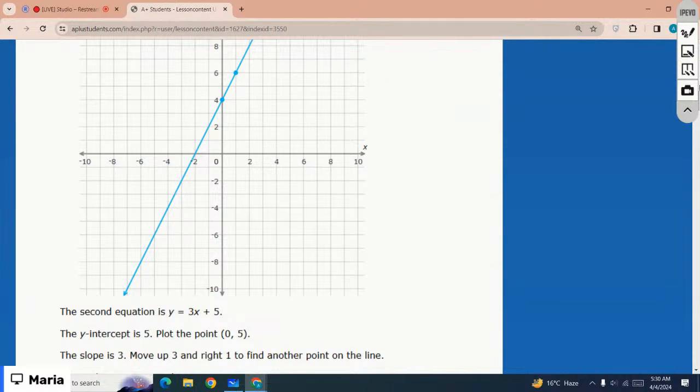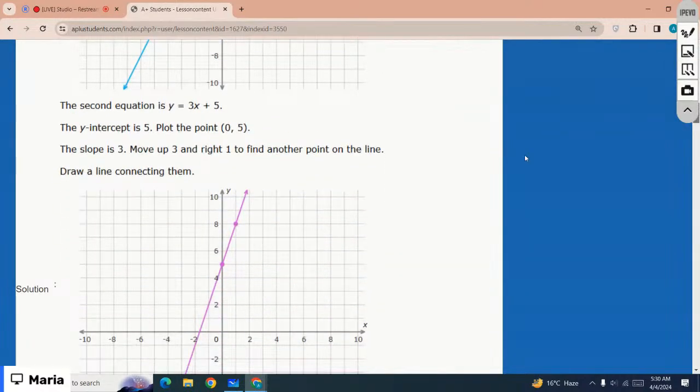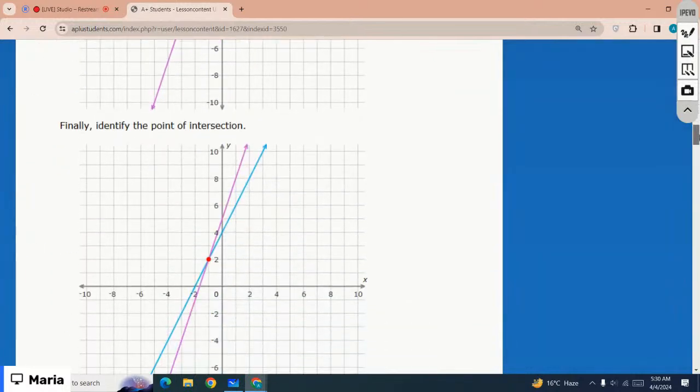Same thing you have to do with the second equation. The second equation is y equals 3x plus 5. The y-intercept for this equation is 0, 5. The slope is 3, that means you need to move up 3 points and right 1 point, right? Move right 1 point, move up 3 points. You have to plot these two lines on the same graph. You can find a point of intersection here. So here is the point of intersection, right? And that is the solution of the system of equations.